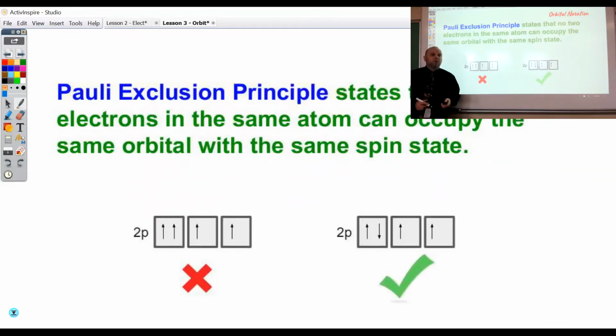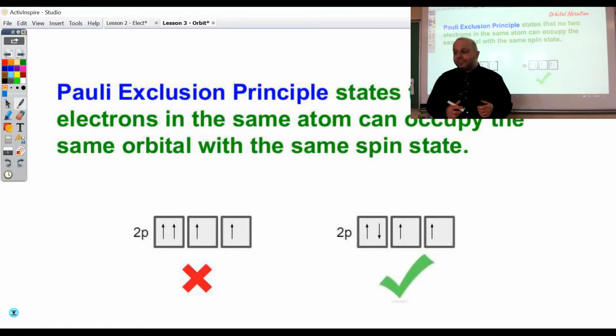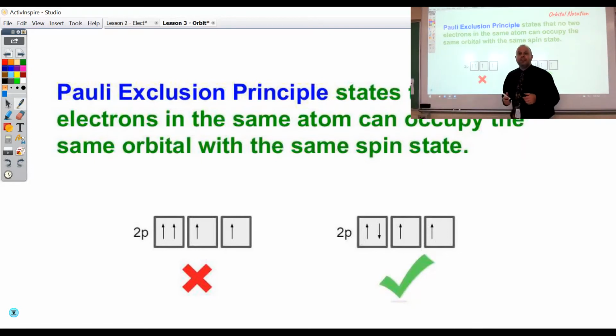The third rule that we'll have to follow is known as the Pauli exclusion principle. It states that no 2 electrons in the same atom can be placed in the same orbital spinning in the same direction. So imagine if you have an orbital and you have 2 electrons in it, they have to spin in opposite directions. This, where both electrons are rotating the same way, would not be permissible.